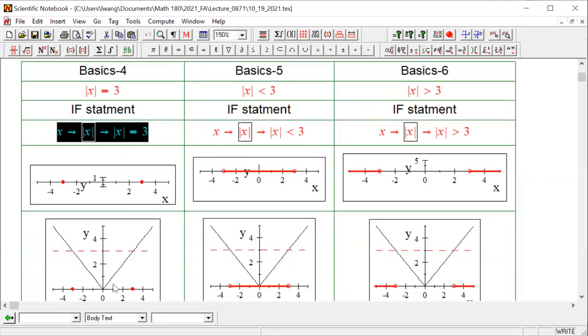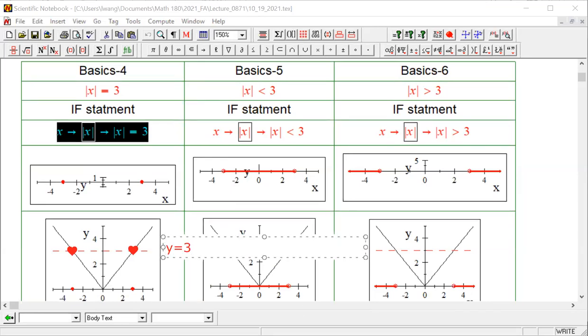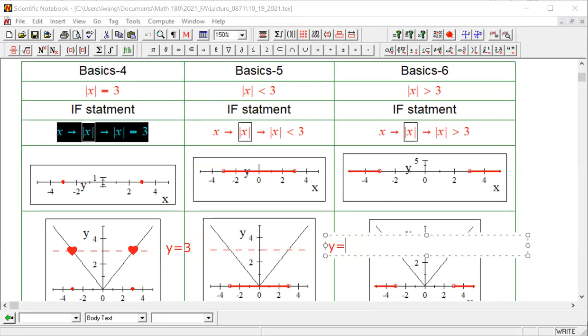For equal to 3, we identify the points. Both points we identify, and this broken line we draw here is y equals 3. That y equals 3 line is a horizontal line, right? So we have it there.